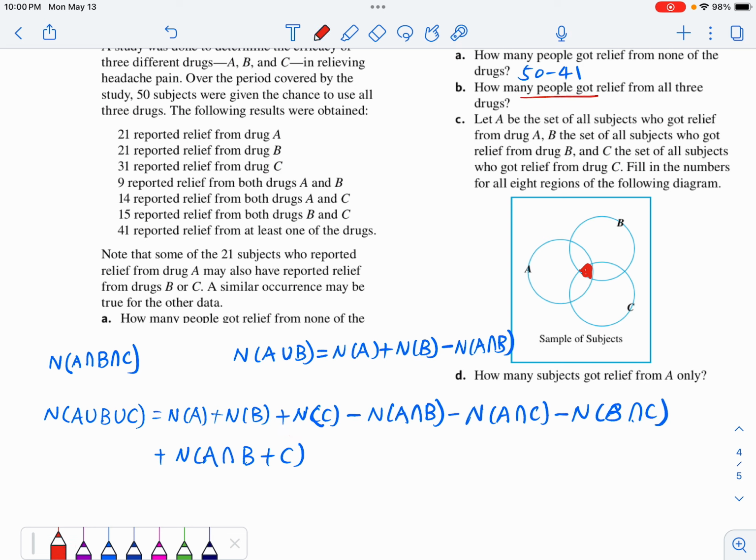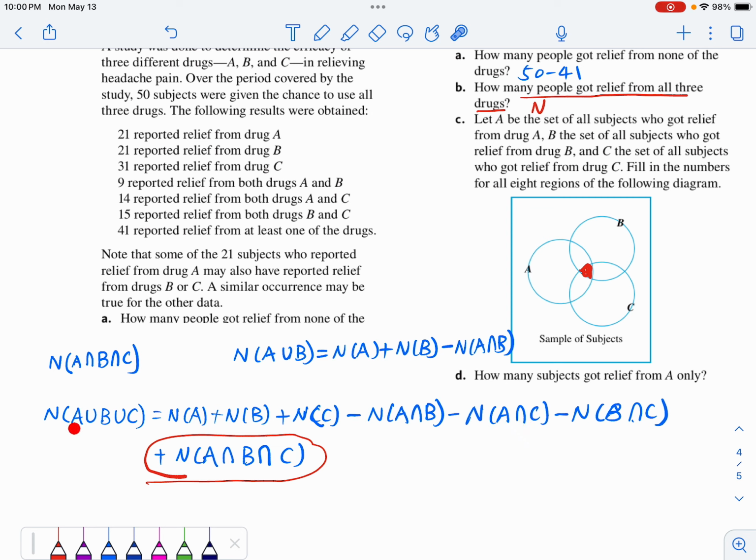So how many people got relief from all these 3 drugs? That means we need to find this guy, right? Oops, this is not supposed to be a plus. Sorry about that. This is the intersection. So we need to find this guy. Now, when we find this guy, let's see if we know the other ones.